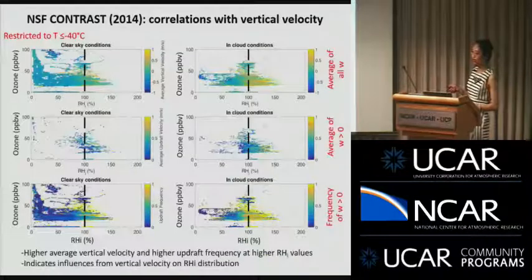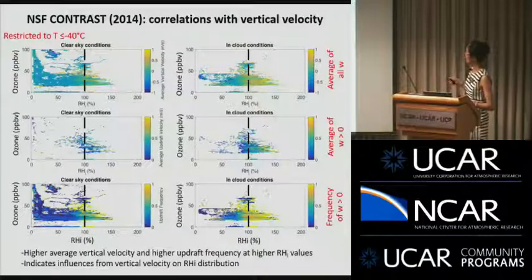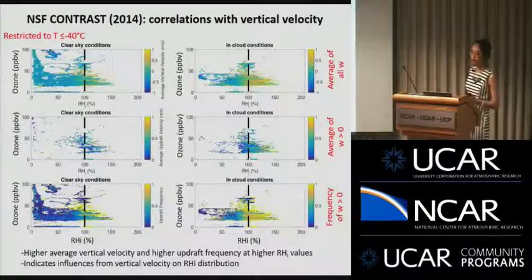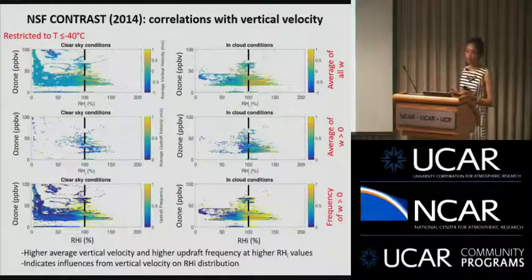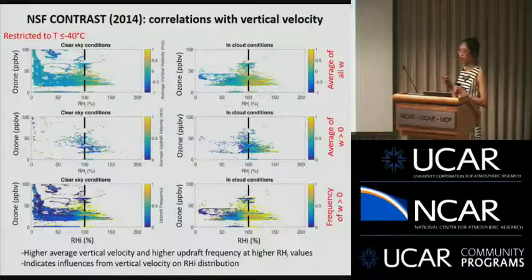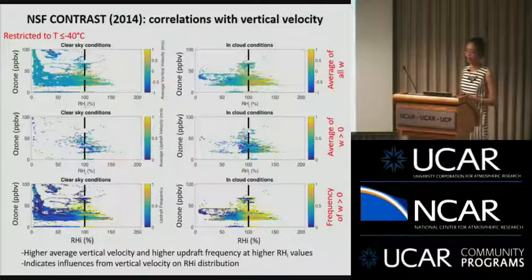For the vertical velocity correlation, CONTRAST has shown a very similar correlation. This is what Katie has done. She looked at the average vertical velocity from -1 to 1 meter per second. The supersaturation above 100% has a more yellow color, which means you have a higher average vertical velocity. And if you only plot the average vertical velocity greater than 0, you can see how they all show up mostly around 100% and above. And now for the frequency of updraft, how frequently do you see updraft? It's also more frequently seen where relative humidity is greater than 100%. So what I'm getting at is that in the TTL, vertical velocity seems to have a correlation with how supersaturation occurs and how it's partitioned between clear sky and in cloud.